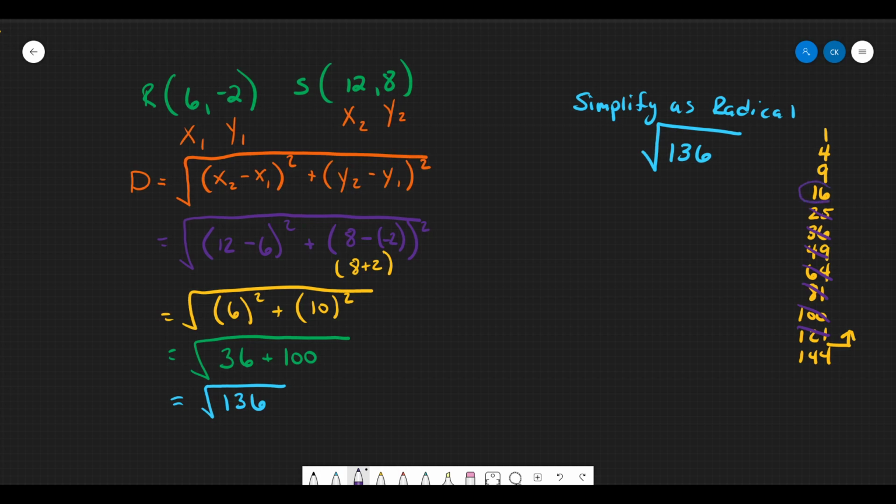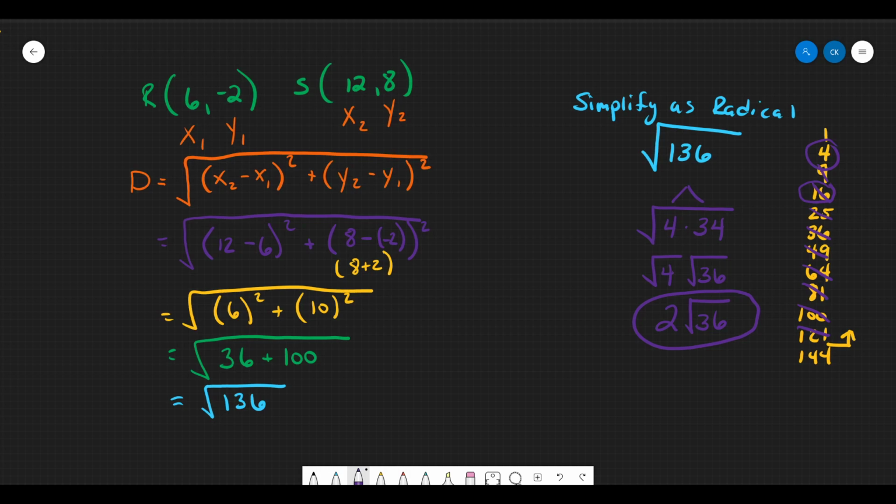But when I divide it by... Oh, sorry, no, 16 and 9 don't work. But when I divide it by 4... Sorry about that. When I divide it by 4, I do get that 136 can split up into 4 times 34, which then gives me the square root of 4 and the square root of 34, and the square root of 4 we know is just 2. So my final answer would be 2 radical 34.